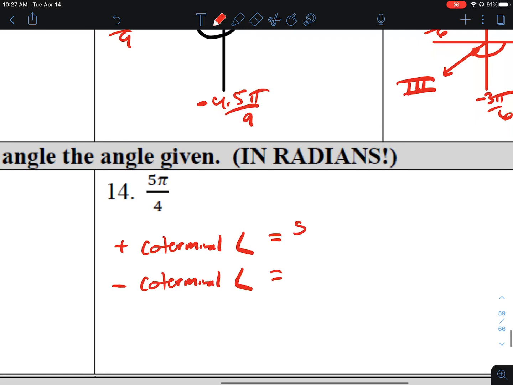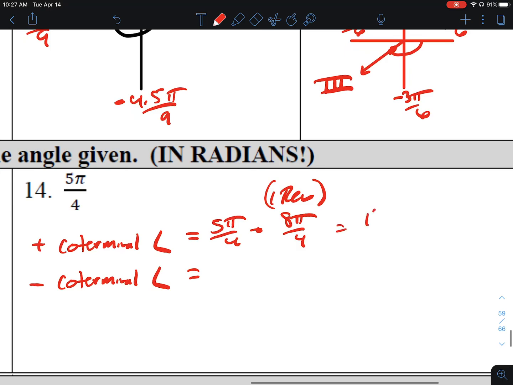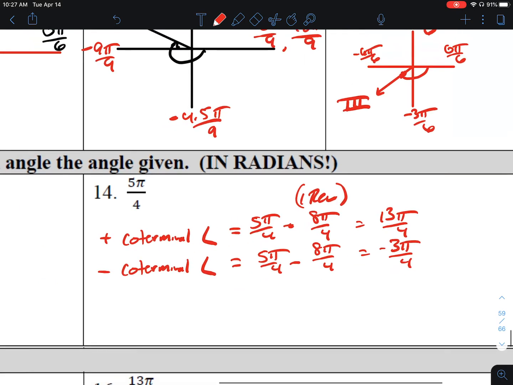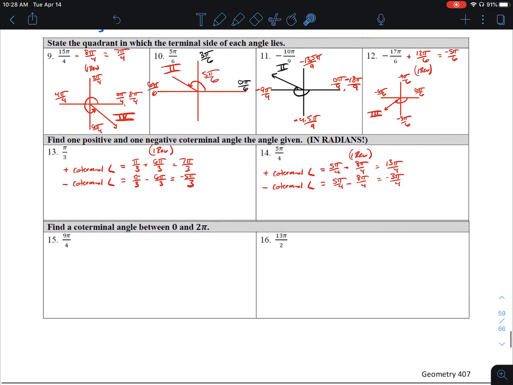Number 14, I'm going to add a complete revolution, and using radians, this is going to have to be 8 pi over 4, because I want common denominators. That's the same as 2 pi. That's going to give me 13 pi over 4. If I subtract a complete revolution, we're going to get negative 3 pi over 4. This also has an infinite number of correct answers, depending on how many revolutions you choose.